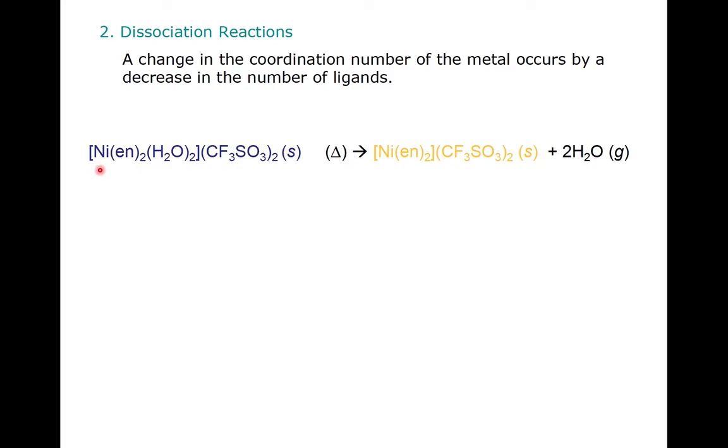We have this complex that has nickel with 2 ethylenediamines and 2 waters. This is 6 coordinate because the ethylenediamines are chelating ligands. They have 2 nitrogens on each, so there's 2 and then 2 more, so 2, 4, and then 2 oxygens. So this is 6 coordinate. If we heat this, we can drive off the waters and it goes to a 4 coordinate nickel center here.